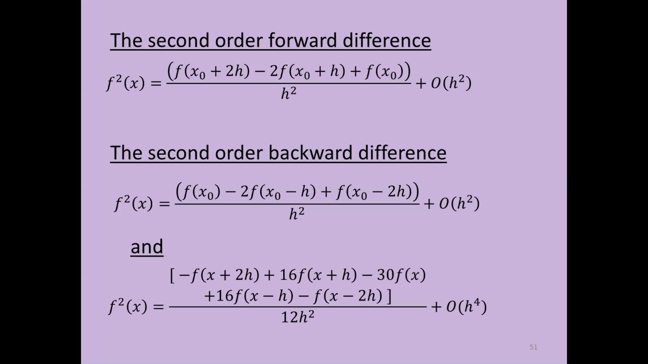There is a third approximation also, which in fact is a second difference central approximation, because with respect to x there are two terms which are evaluated at x plus h and x plus twice h, and there are two other terms which are evaluated at x minus h and x minus twice h. So this is a central approximation for the second order.